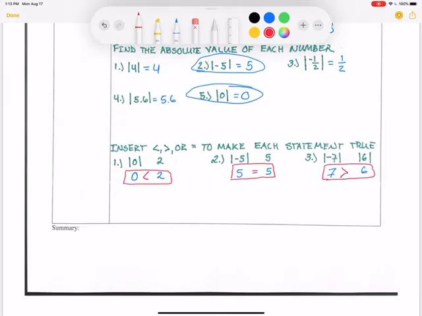All right, guys, that was our brief introduction into what absolute value is.